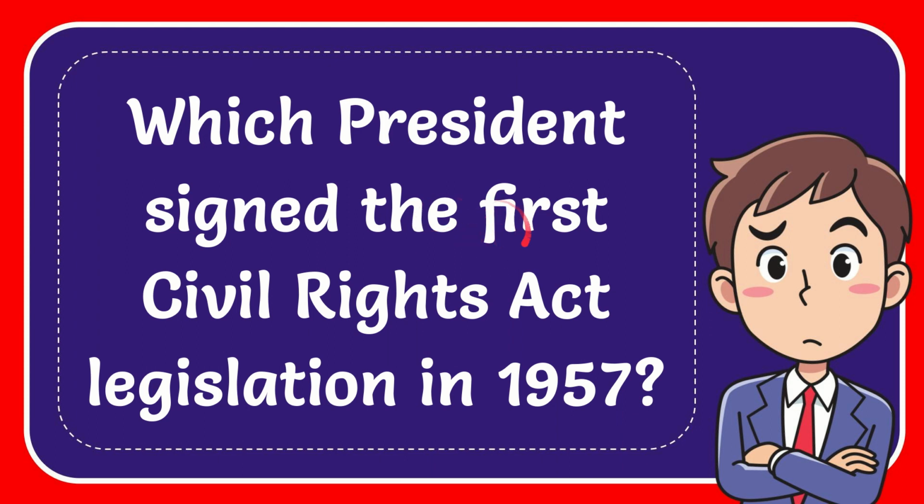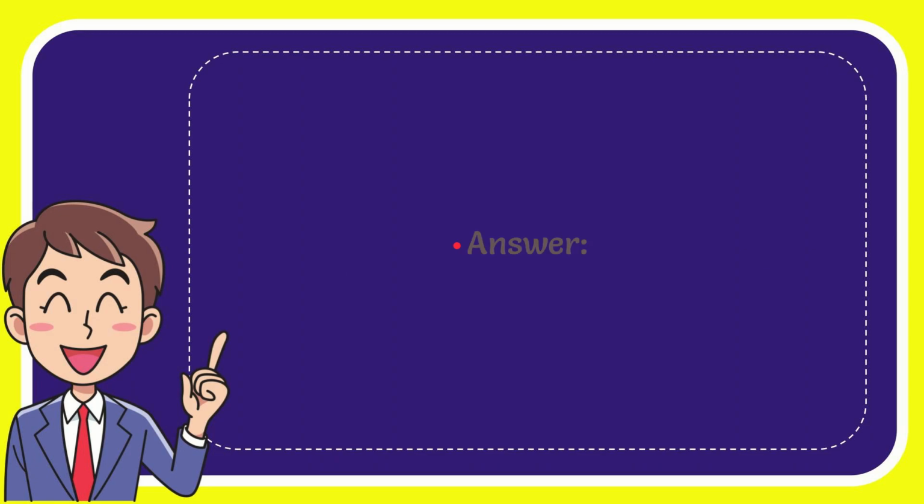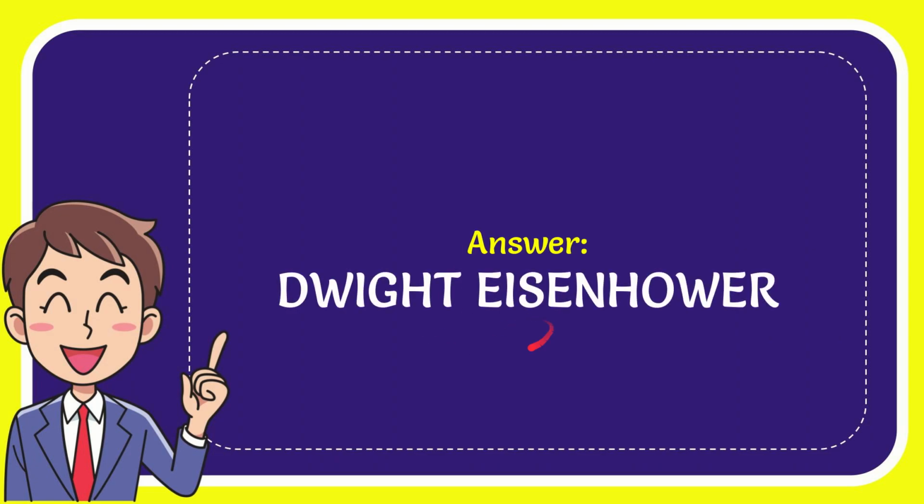In this video, I'm going to give the answer for this question. The question is, which president signed the first Civil Rights Act legislation in 1957? Well, now I give the answer for this question, and the correct answer for the question is Dwight Eisenhower. Well, that is the answer for the question, Dwight Eisenhower.